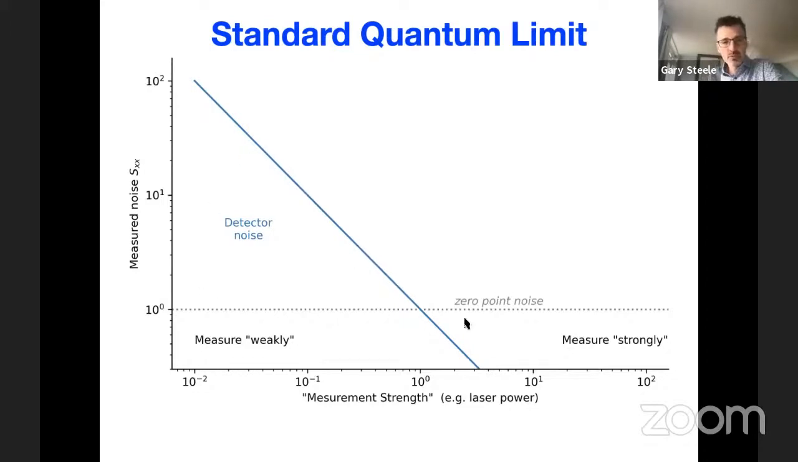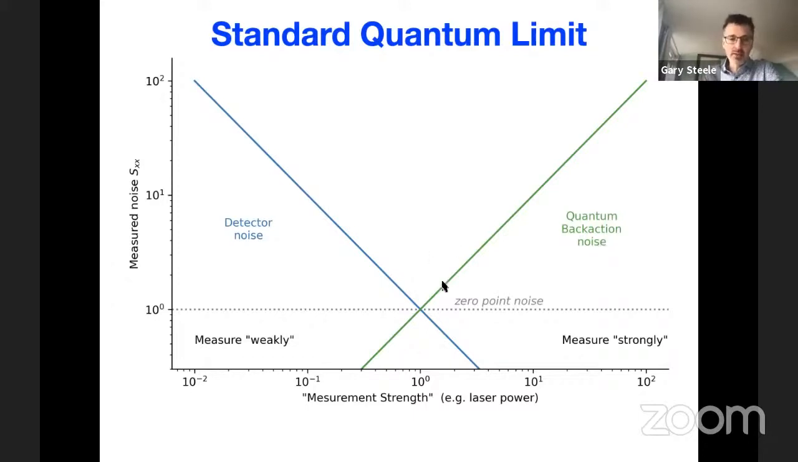So this is the start of what is called the standard quantum limit. And this shows exactly what I was just saying. Intuitively, the detected noise goes down as I turn up my measurement strength, or laser power in this case. Now, what's interesting in quantum mechanics is that if I turn up my laser power, there's a second thing that happens: my mass starts to experience a fluctuating force, which starts to kick it around. And this is something called quantum back action noise.